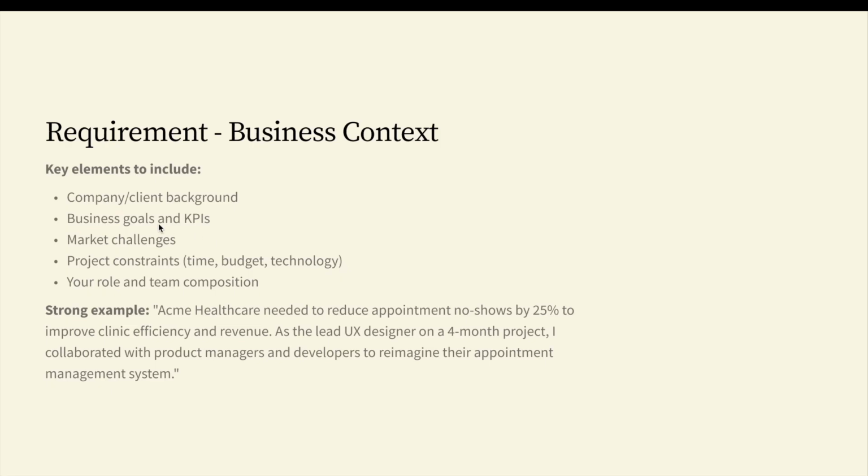Then come the business goals and key KPIs. KPI is the key performance indicator. We can clearly define what the business wanted to achieve and how success can be measured. We need to be specific with the metrics, like we increased the conversion rate by X%, or we reduced the customer support tickets by X%, or we improved the retention rate by X%. So we can include some kind of metrics if they are available.